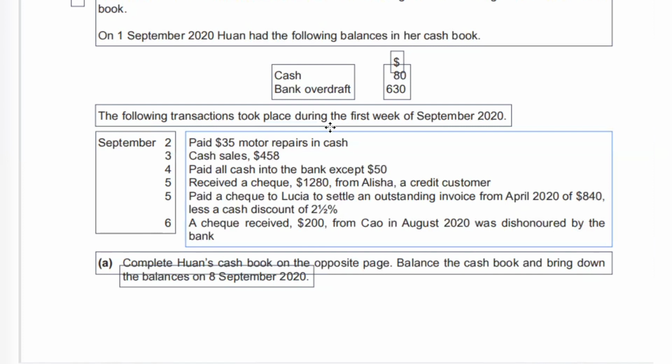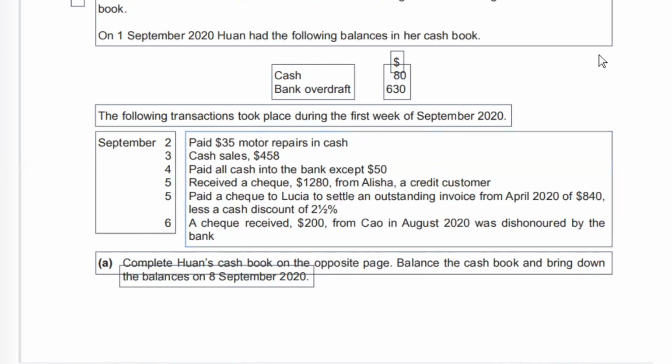Then we have a check received of 200 from Cow in August 2020 that was dishonored by the bank. That means on the credit side under the bank column, we'll write 200.